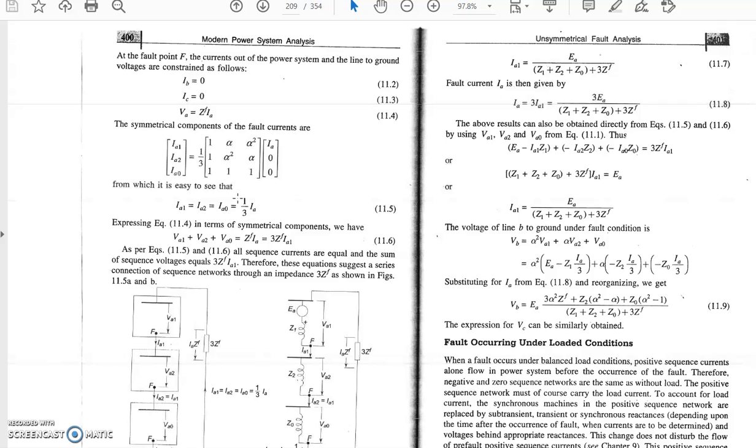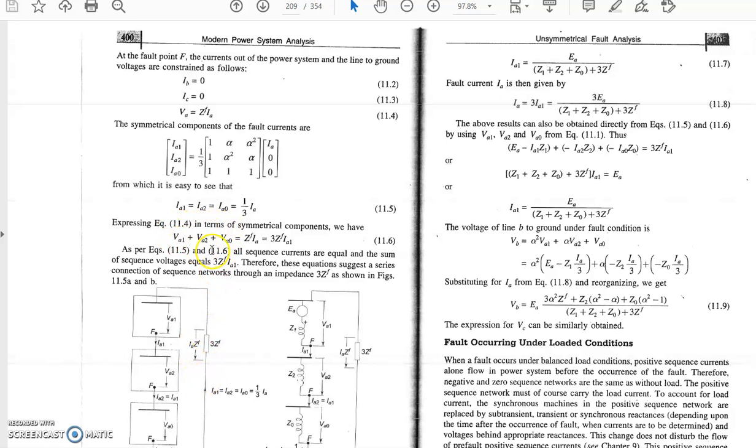Now from the third step you have to follow the fourth step, that you have to make the connection diagram of the symmetrical components which will satisfy this relation between the symmetrical components of the current and voltage. Then what is the relation? The positive sequence, negative sequence and zero sequence currents are each equal to 1 by 3 of Ia. This equation shows that the sequence diagrams of the positive, negative and zero sequence components are in series connection.